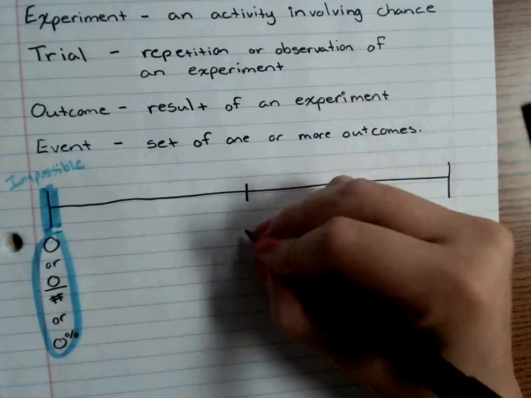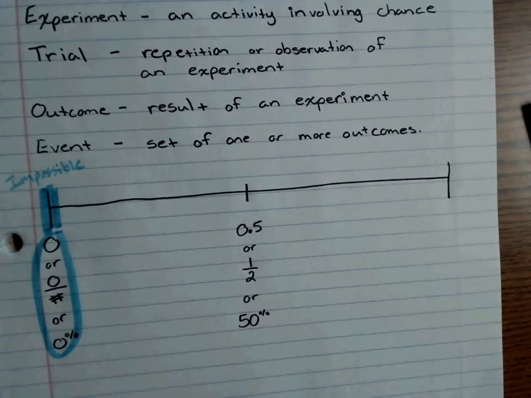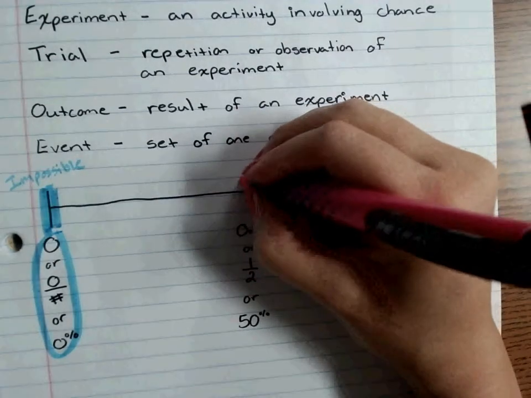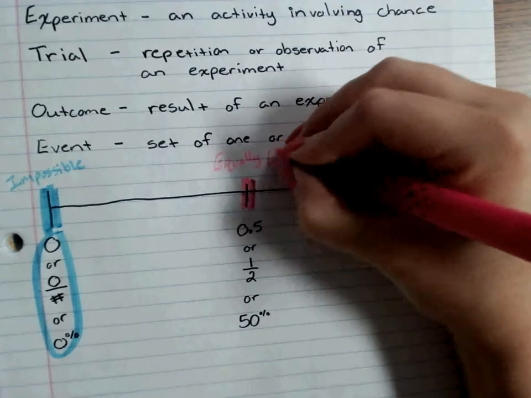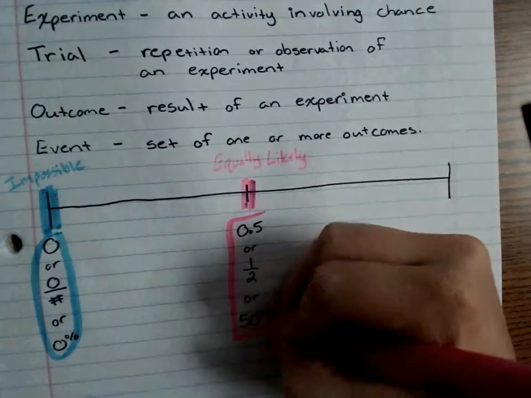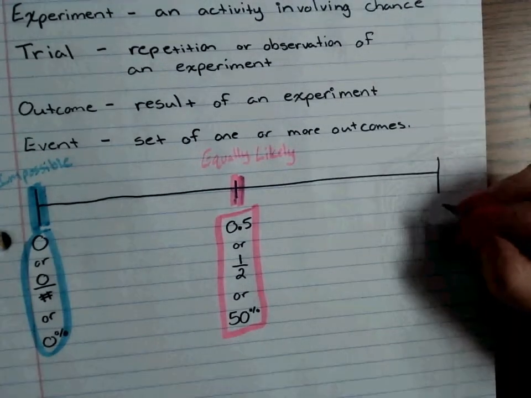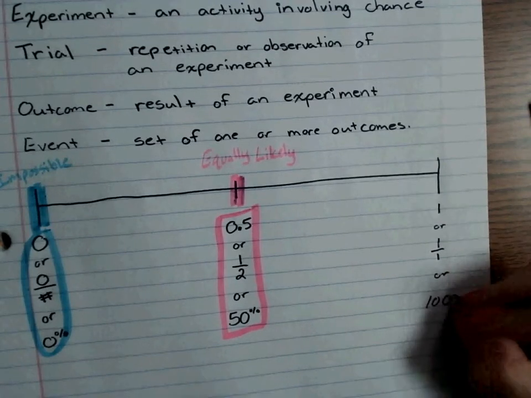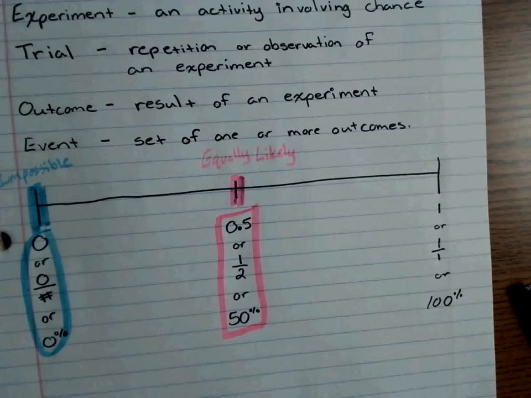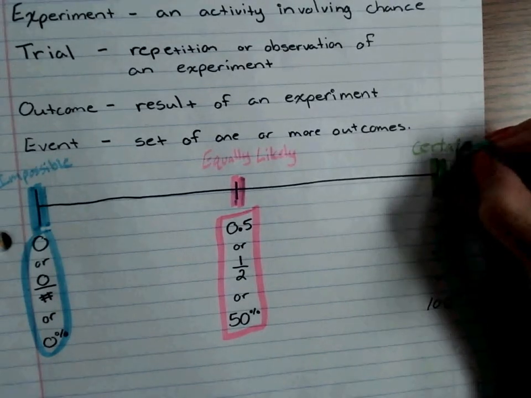Halfway in the middle, that's 0.5, or 1/2, or 50%. That's the coin, right? 50% tails, 50% heads. This situation is what we call equally likely, or as likely as not to happen. Then at the far end of the spectrum, we have 1 whole, or 1 over 1, or 100%. At this end, we call that event certain. It is certain to happen.